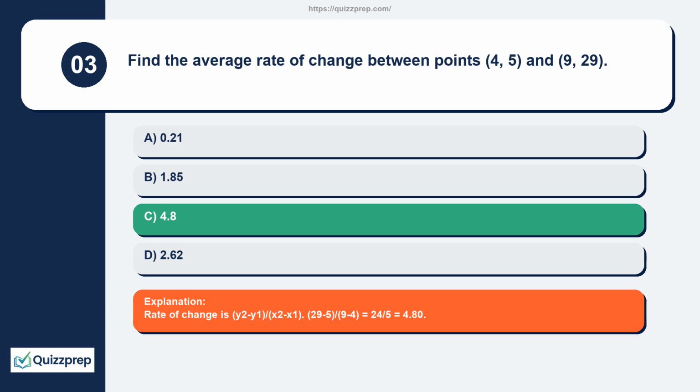Rate of change is (y2 - y1) / (x2 - x1). (29 - 5) / (9 - 4) equals 24 fifths equals 4.80.